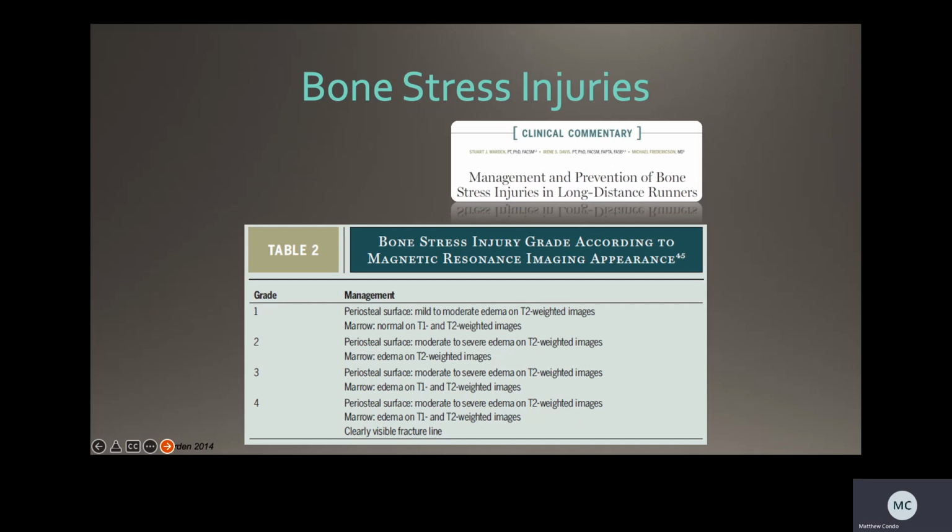What we want to do when we suspect a bone stress injury is go straight to the MRI. And I'm going to show you exactly why. X-ray is not going to show you a whole lot here. In fact, a lot of bone stress injuries get missed on X-ray. There is a 4-grade system on how the periosteum looks via MRI, that goes from the lowest being a mild to moderate edema on a T2 MRI, all the way up to a grade 4, which is severe edema.